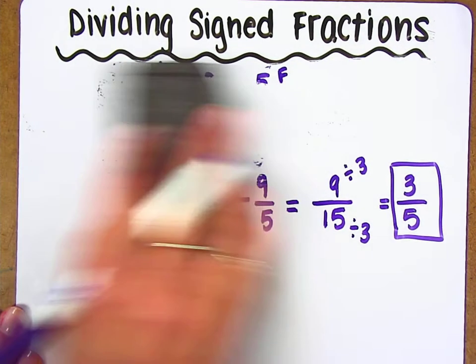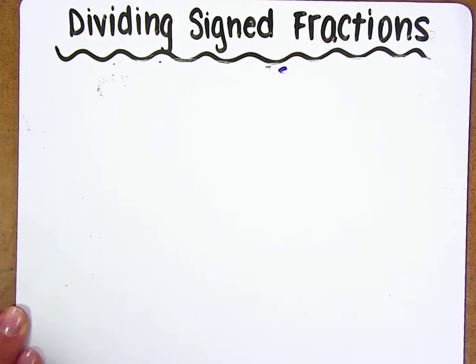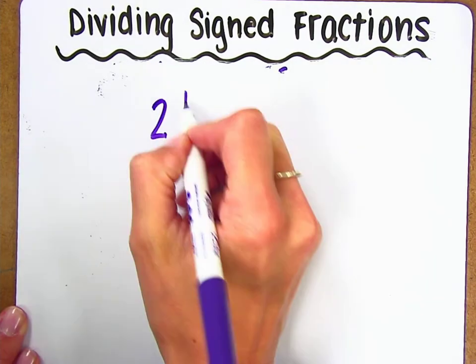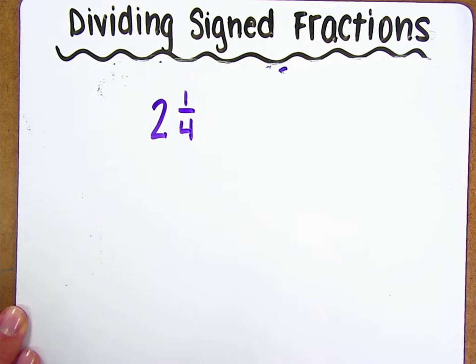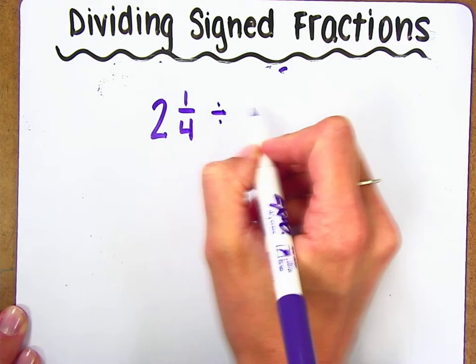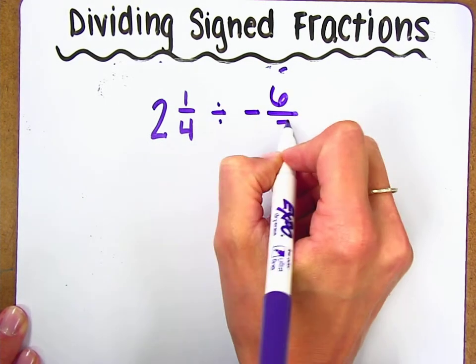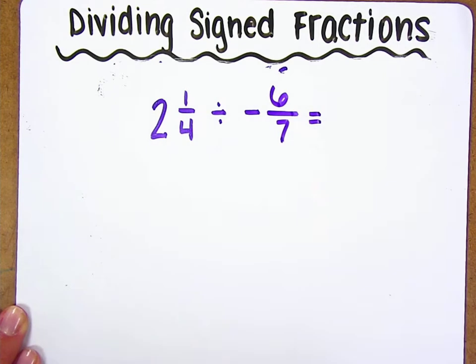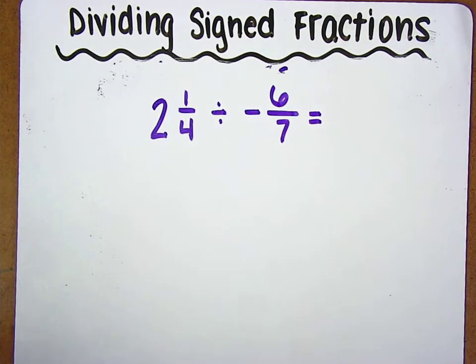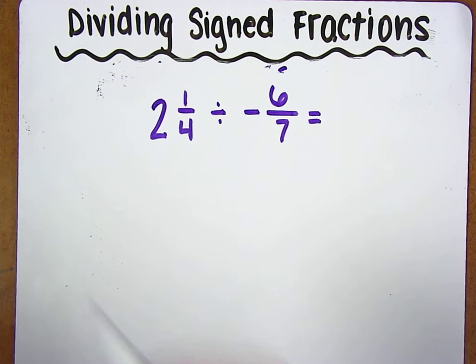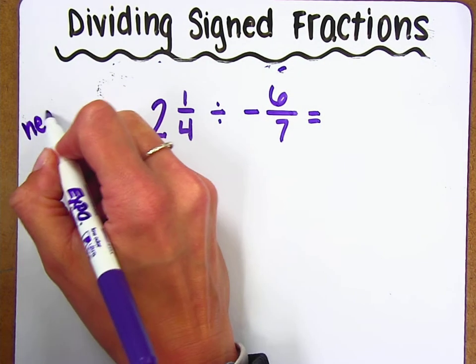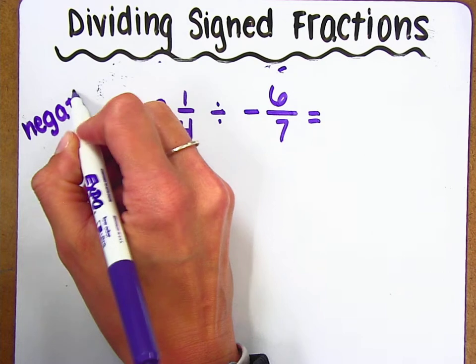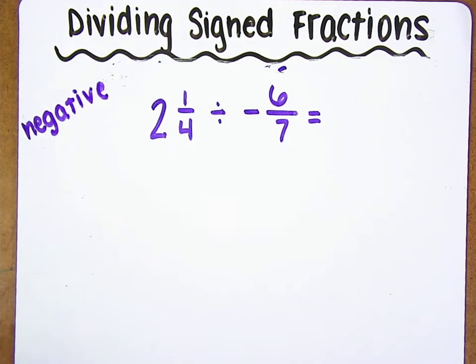The next question we're going to take a look at is going to be a little different. I'm going to throw a mixed number in there. So 2 1/4 divided by negative 6/7. The first thing I'm going to think about is, is my answer to this question going to be positive or negative? And since there's only one negative sign in the problem, I know that means my answer is going to be negative. And again, I'm just going to throw a little reminder on here so that I know to go back and check that my answer is negative.